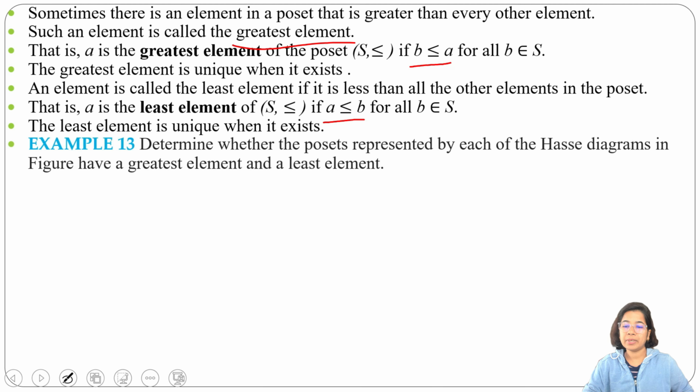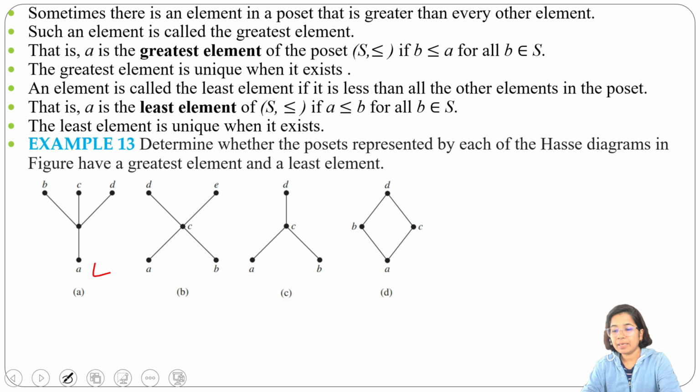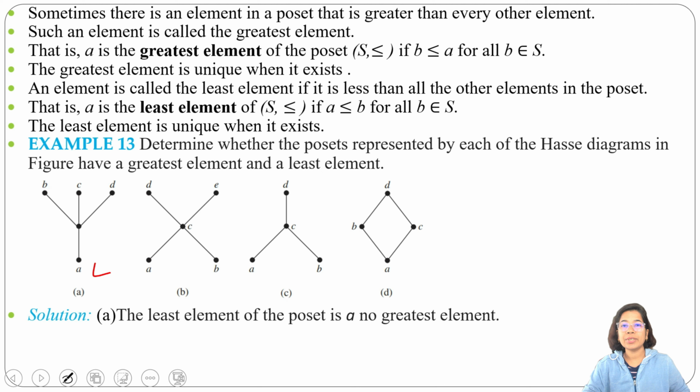Let's see one example. Determine whether the poset represented by each of the Hasse diagrams in the figure has a greatest element and a least element. We have the Hasse diagrams and we need to find whether a greatest element and a least element are present or not. Now in figure A, A is the least element but there is no greatest element. B, C, D can be maximal but not greatest. A is the minimal, or we can say the least element. So here the least element is A and there is no greatest element.